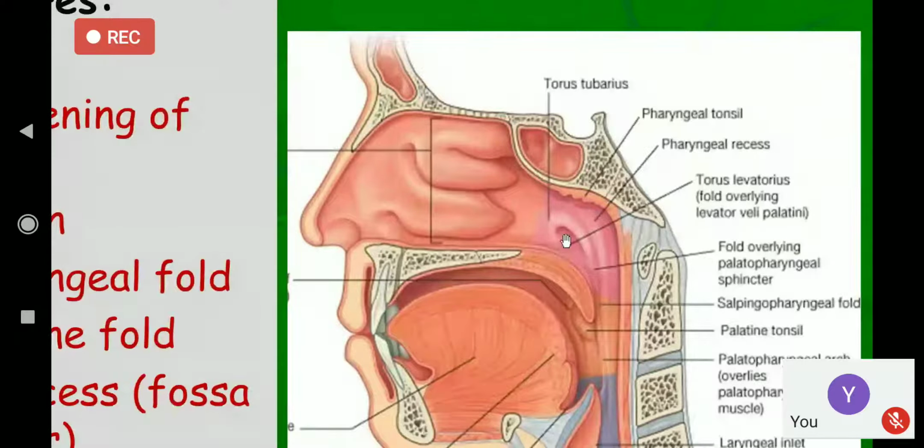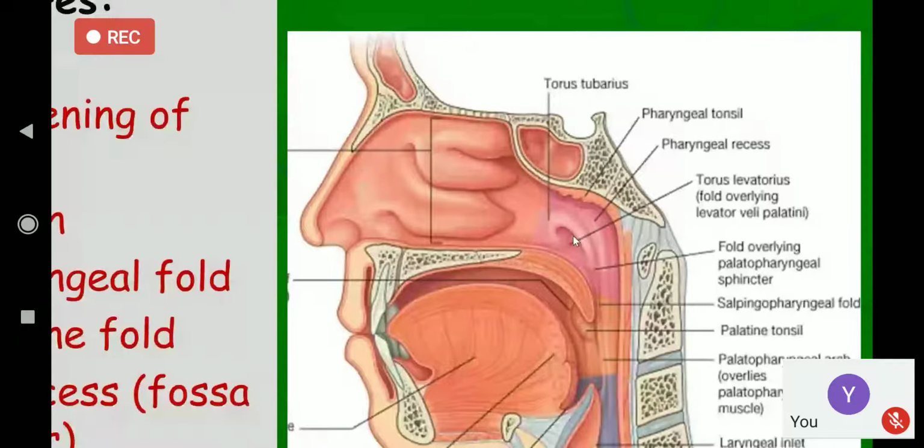Why do we need the opening of the auditory tube? What is its importance? The auditory tube will communicate the nasopharynx with the middle ear. You know that one, eh? That means the opening of the auditory tube will help to equalize the pressure against the tympanic membrane. Outside the tympanic membrane we have the external ear, and the external ear will be filled with air.